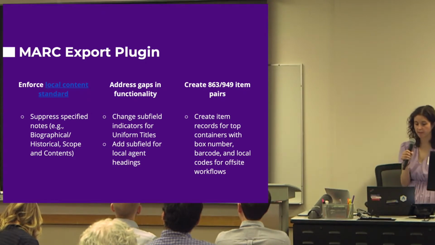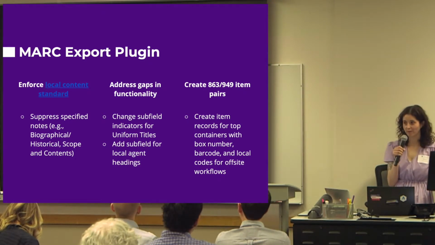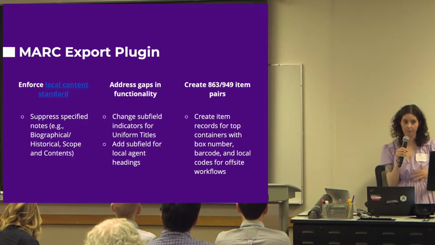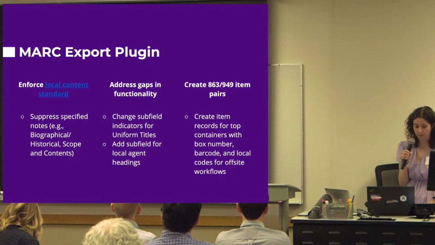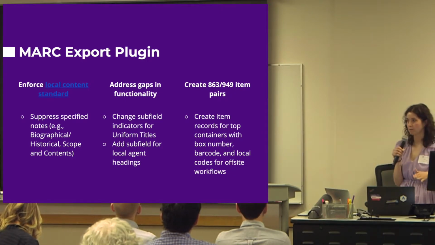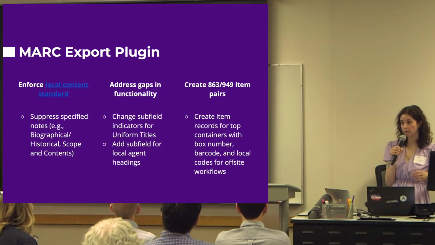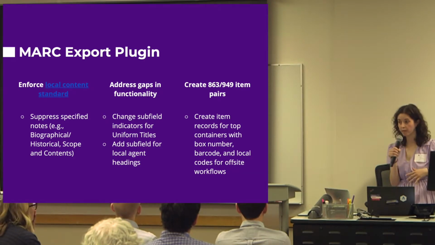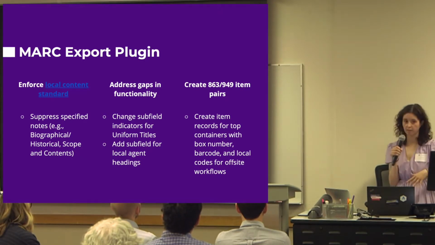So for our local content standard, basically what we want our records to look like, what we want them to contain, what we don't want them to contain. For example, we didn't want biographical historical notes or scope and content notes in our MARC record because of character limits, but we did want the abstracts. So the plugin suppresses specific notes so that they don't appear.